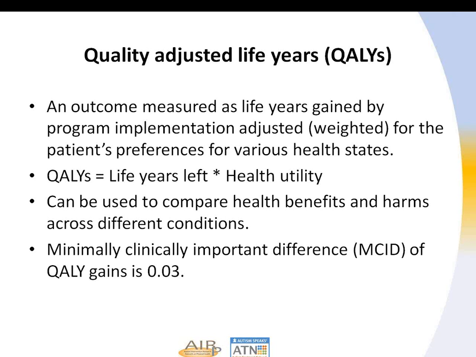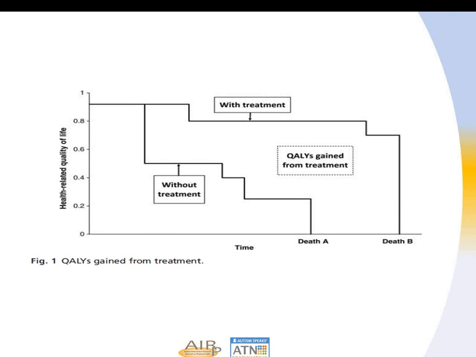A rule of thumb is that QALY gains for an intervention should be at least 0.03, so we can say that the intervention clinically improves the condition. This figure shows the difference in health status, or health outcome, with and without treatment. You can see this line reflects the health condition of a patient without treatment. But if a patient receives treatment, this is the QALY gain.